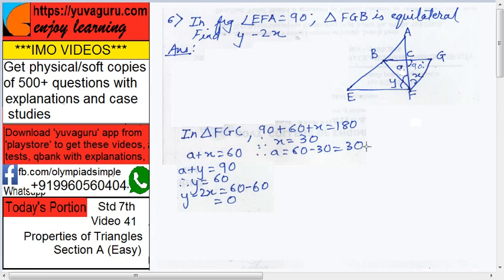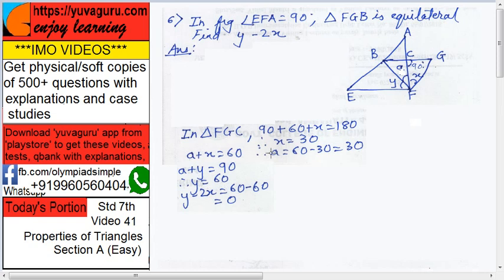A equals 30. Now A plus y equals 90. Why? Because it's already given, EFA equals 90. So A plus y equals 90. So y equals what? Take A on this side. So 90 minus 30, that is 60. Now you have got y.